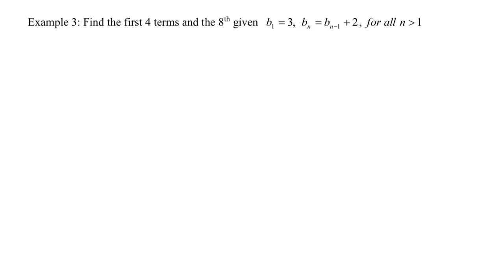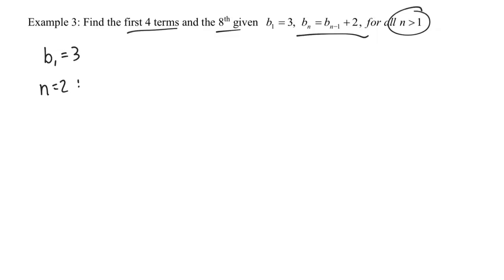Okay, here in example 3, again, we're working with recursive formulas. We want to find the first 4 terms and the 8th term, given that the first term is equal to 3, and this recursive formula for all n that is greater than 1. So what is the first whole number that is greater than 1? That would be n is equal to 2.